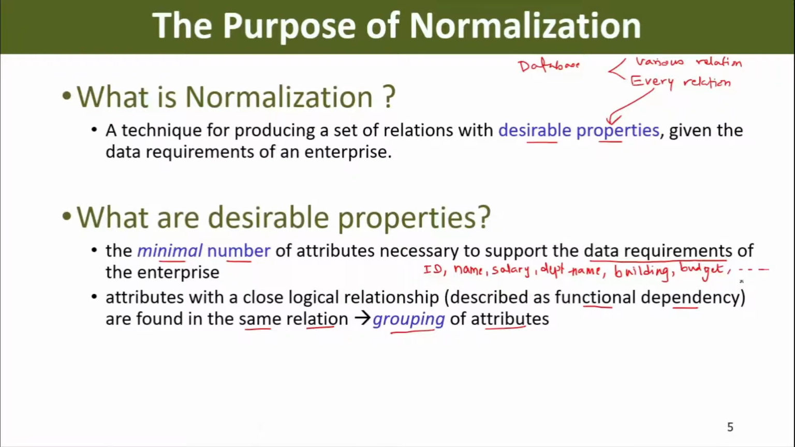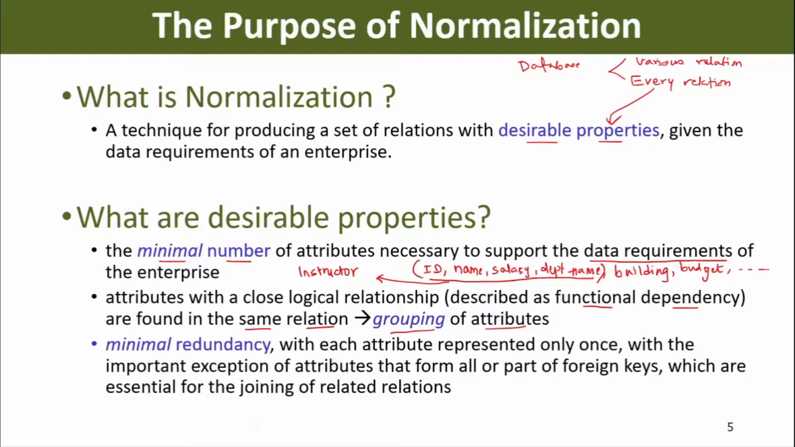So if we have all those attributes required to store the information about the enterprise, we need to pick the attributes that are closely related, meaning ID of the instructor, name of the instructor, salary of the instructor, department name of the instructor. Those are closely related to one another. That is why we may group all those attributes and come up with the relation, that is instructor.